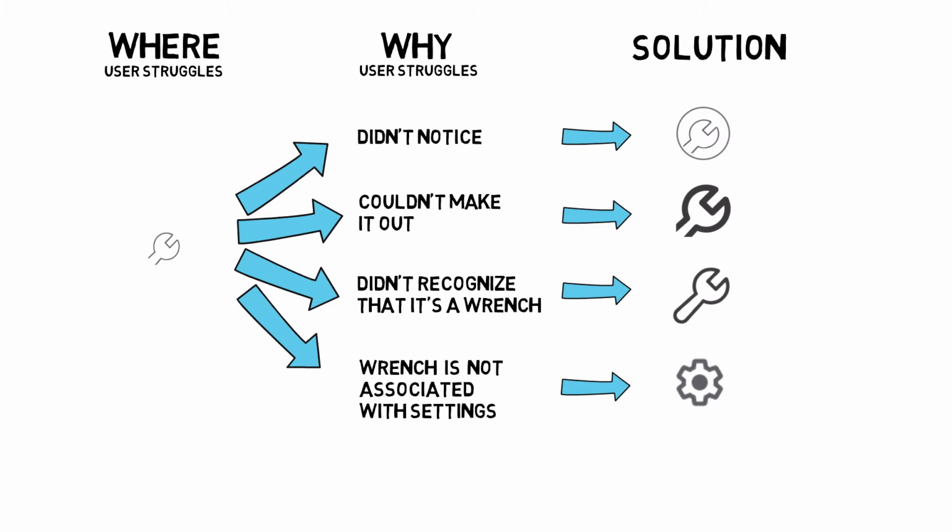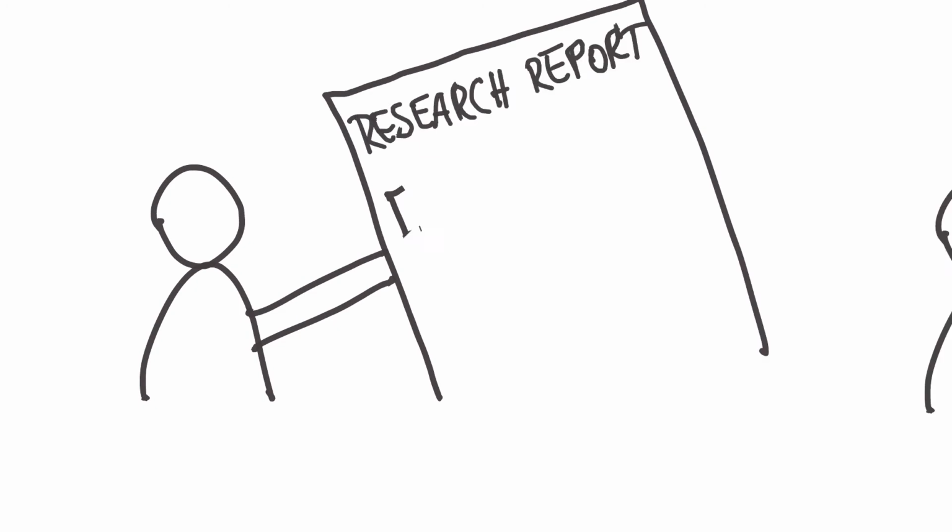That's why it's super important to unpack why the user struggled. This is what makes the findings of a usability test actionable. This is how designers know how to fix the issue. Unfortunately, many novice UX researchers forget about this part.